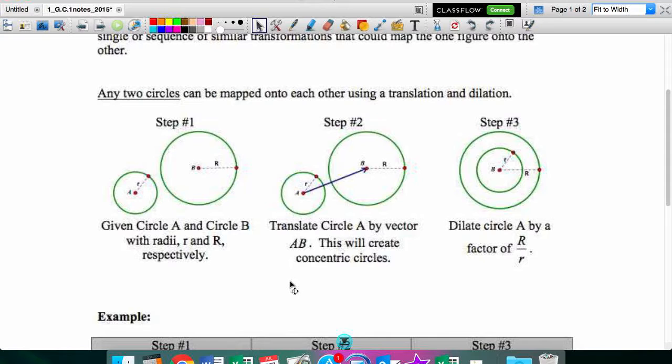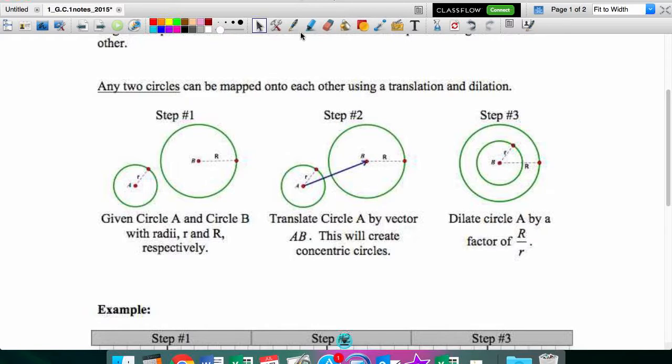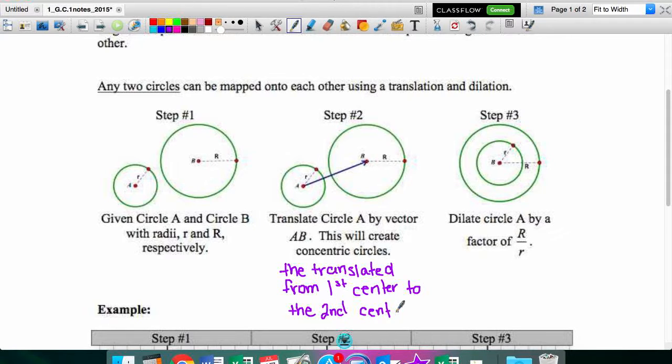So our translation coordinate rule would be the movement between the two centers. So this is going to be the translation from first center to the second center. And this would move the circles centered at the same point.